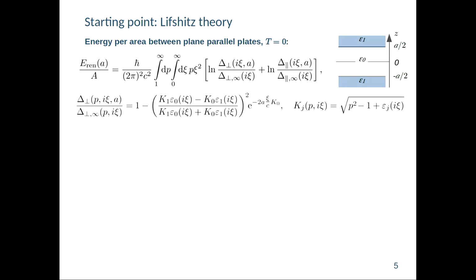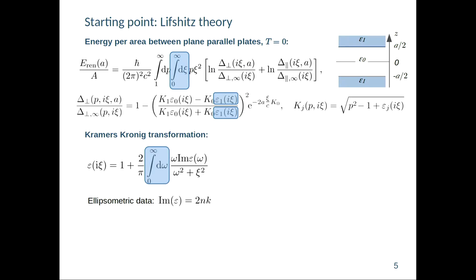And I also want to reintroduce the Lifshitz theory, which we have seen quite a few times already. It's an old theory. Lifshitz derived this for the first time for the energy per area between parallel plates at zero temperature in 1956. It's the simplest configuration that you can have: two parallel slabs with dielectric functions. What is important here is that we have, as we have heard also, an integral that goes from 0 to infinity over complex frequencies, because the dielectric functions here are indeed functions of complex frequency.